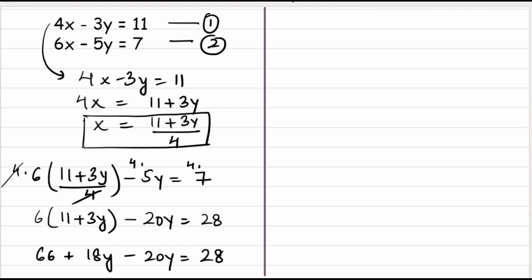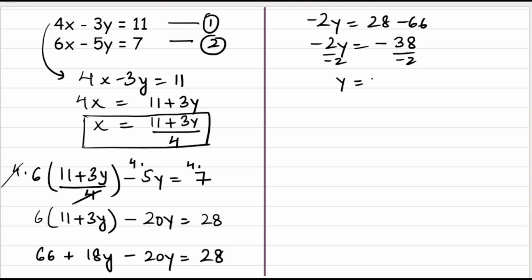66 will go on that side. Okay, 18y minus 20y is minus 2y, equals 28 minus 66. So minus 2y is equal to minus 38. And divide by minus 2 on both sides. So the value of y would come out to be 19.